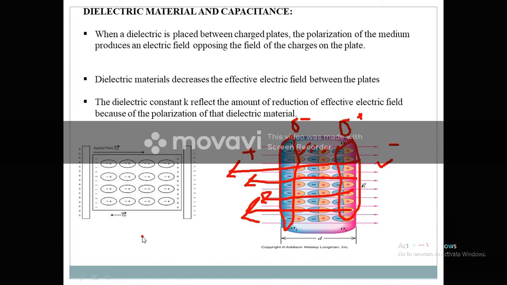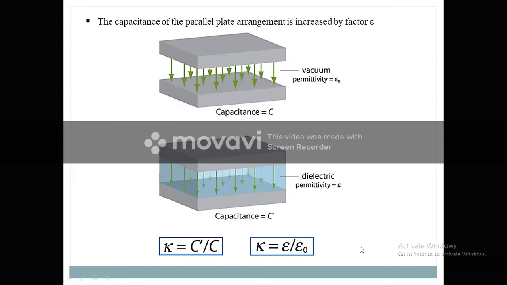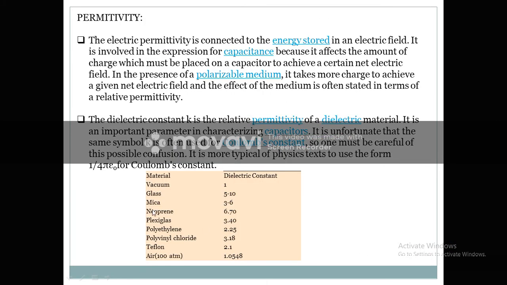So it means the net electric field is equal to the external field minus the internal field. Pink lines are the external field and the red lines are the internal fields. And this is the field by the dielectric materials. Okay, here are a few dielectric materials against their dielectric constants.